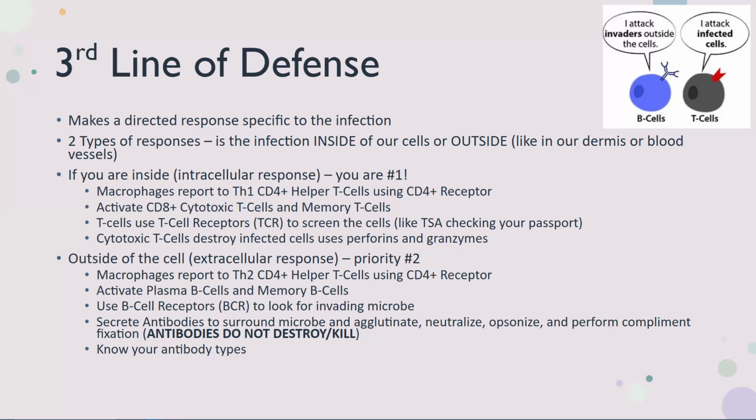The B cells will use BCRs or B cell receptors to start screening for the invading microbe, the bacteria, parasite, etc. And then the difference between the T cells and the B cells is that the B cells will actually secrete antibodies to start following through these four processes of agglutination, neutralization, opsonization, and complement fixation. The key difference between the two is that antibodies do not destroy or kill any invading microbe.